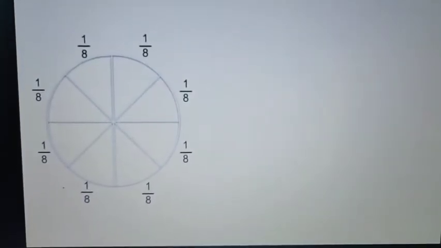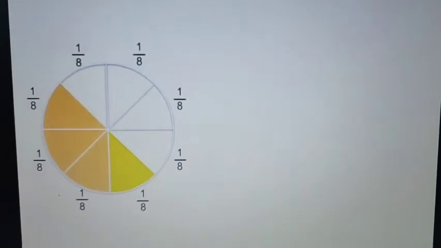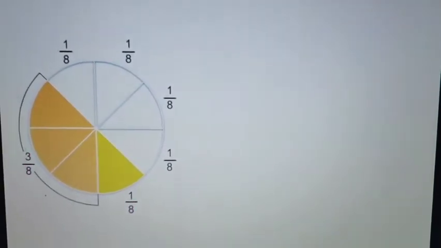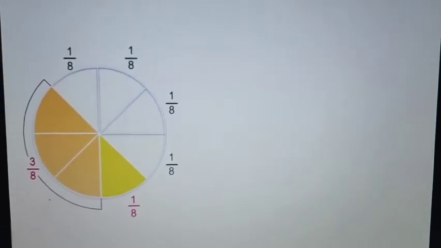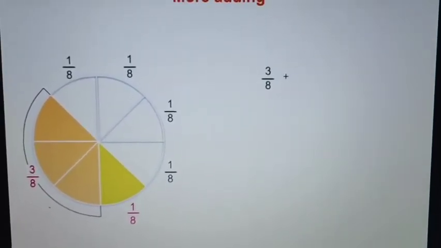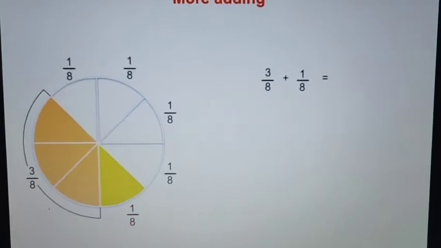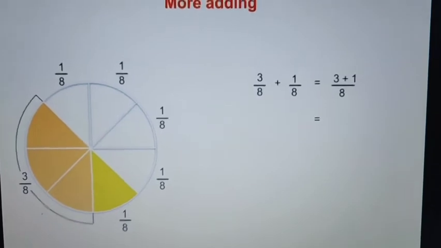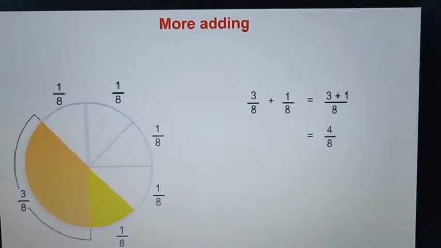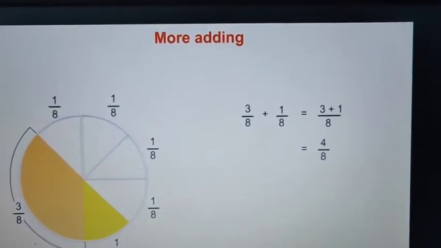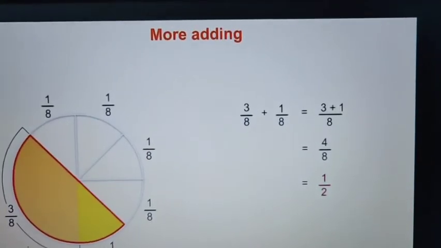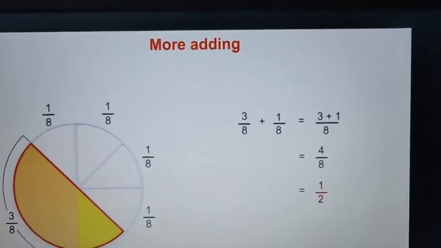Look at the disc. It has 8 parts. Of this, a few are shaded. Count the shaded parts. The shaded parts of the disc give the total 3 by 8 plus 1 by 8, is equal to 3 plus 1 by 8. That is equal to 4 by 8. Simplifying this fraction, we get 1 by 2. We can see that half of the disc is shaded.